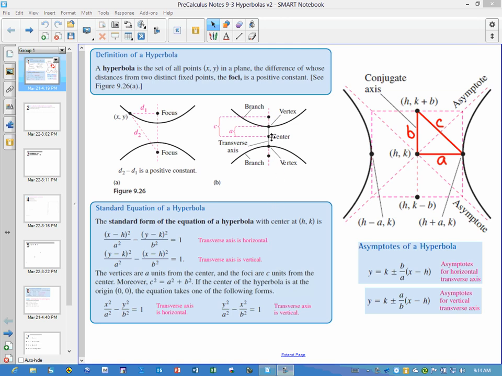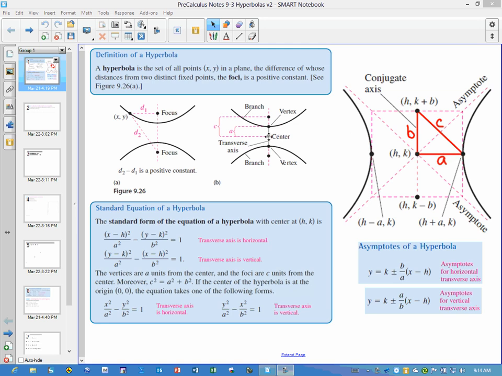Notice also how the foci in the hyperbola are further away from the center than the vertices are, where that was the other way around with the ellipse. And if we look at our horizontal model, this would be our transverse axis, and the axis in the other direction, which was called the minor axis for the ellipse, is called the conjugate axis for the hyperbola.